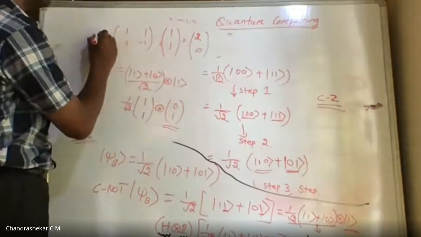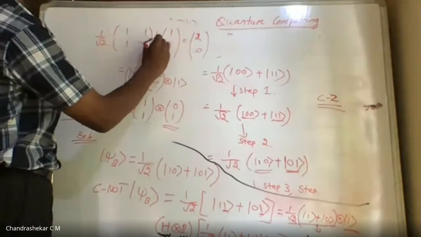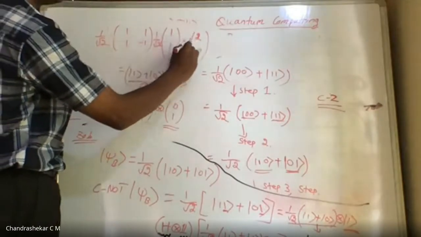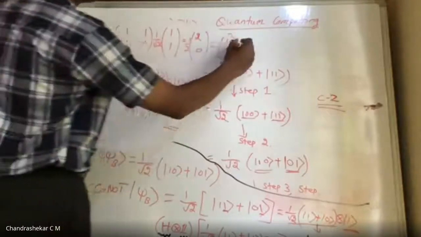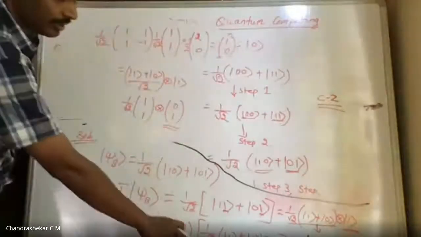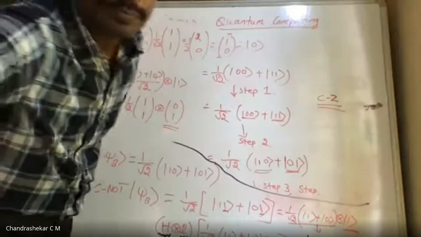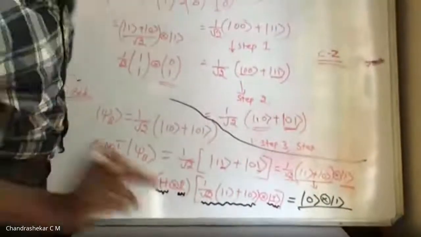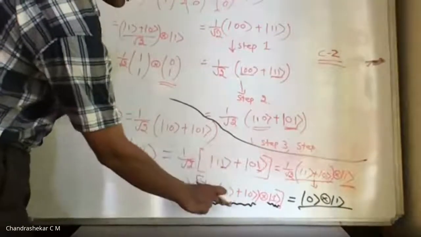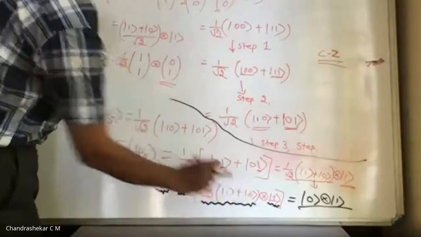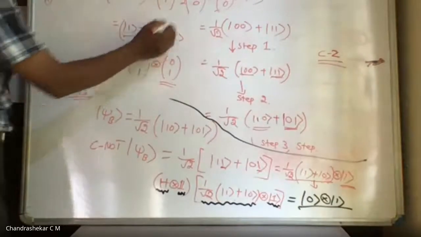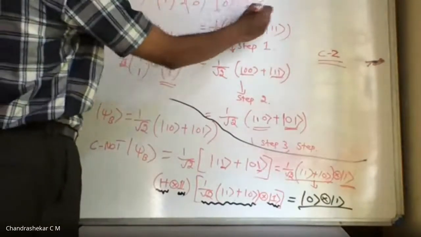We add 1 by root 2 here, 1 by root 2 here, and this becomes 1 by 2. So the output is 1 0, which is state 0. That's what the last step did here. So you have the state, but then you rewrite them, and if you apply a Hadamard on the first qubit, it means that in a matrix multiplication you end up with the state 0.